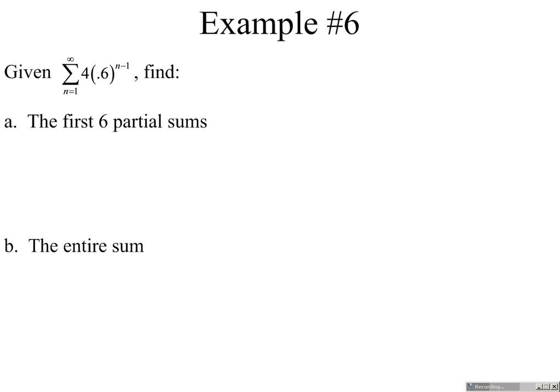So looking at number 6 here, find the first 6 partial sums. Now this is different from what we did with arithmetic, where we just simply were asked to find the 6th partial sum, and we found the sum of the first 6 terms. This wants us to find all of the first 6 partial sums. So we want the sum of the first term, sum of the first 2 terms, sum of the first 3 terms, sum of the first 4 terms, sum of the first 5 terms, and sum of the first 6 terms. This is an infinite sequence because it goes up to infinity for the upper bound.